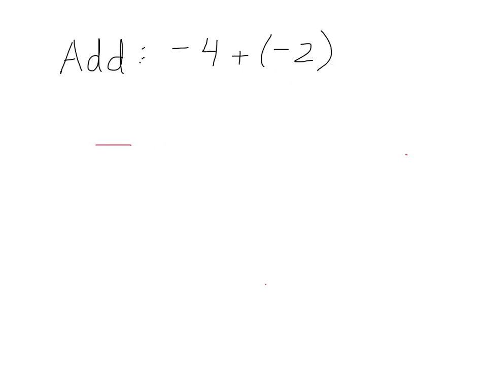We'll start with 4 negatives, and then we're going to put in 2 more negatives. And so when you put all those negatives in the mix, you're going to end up with more negatives. So your answer is going to be negative 6. So the result is negative 6.